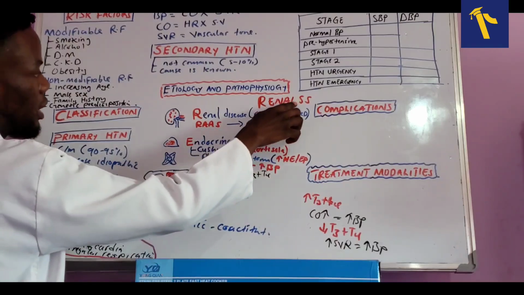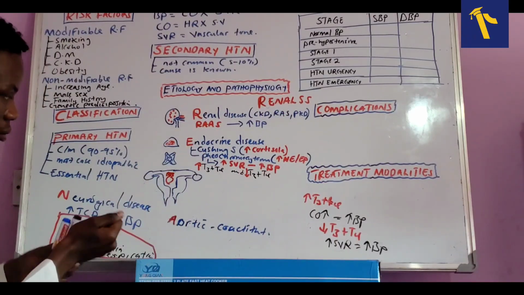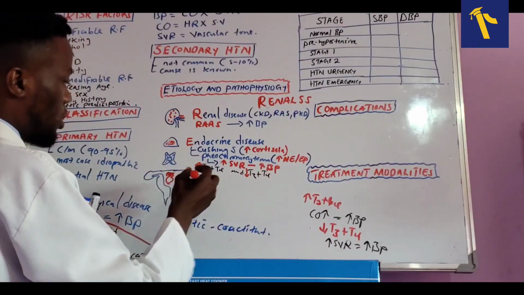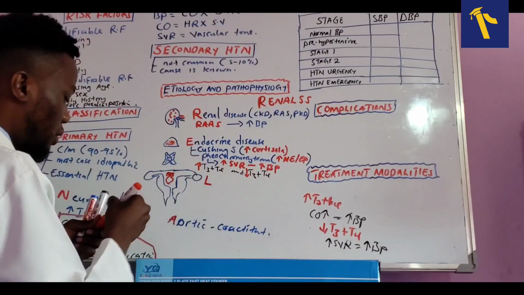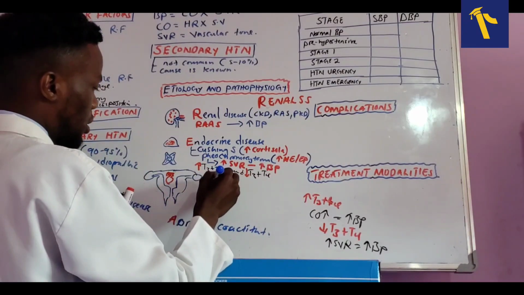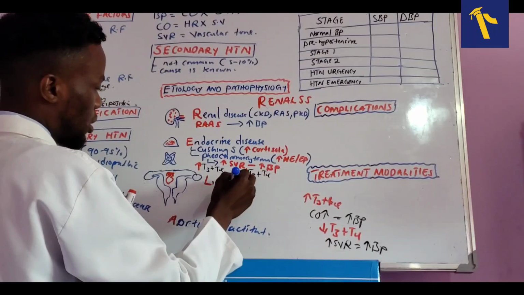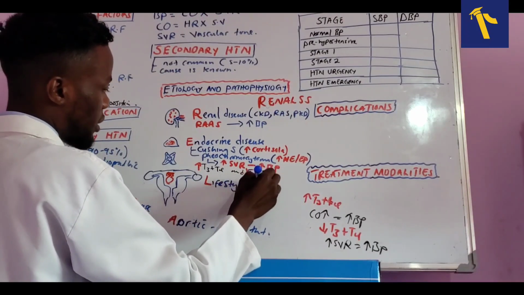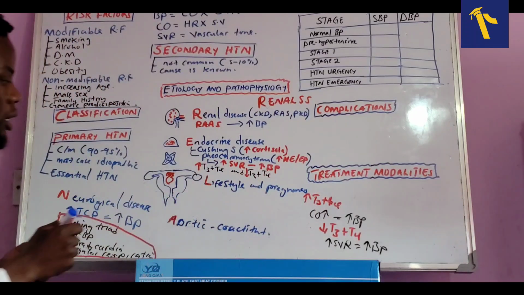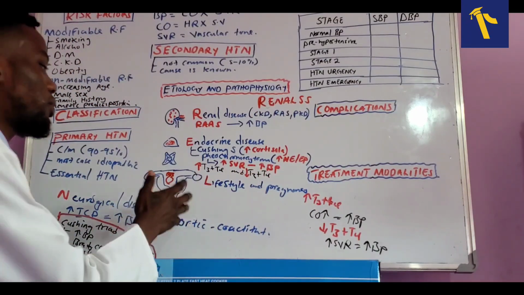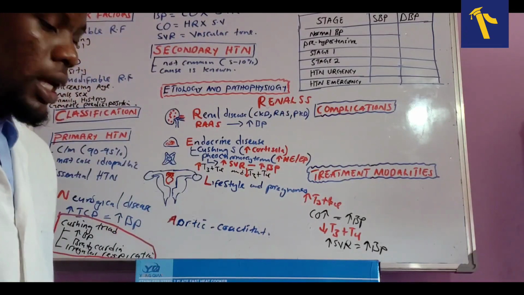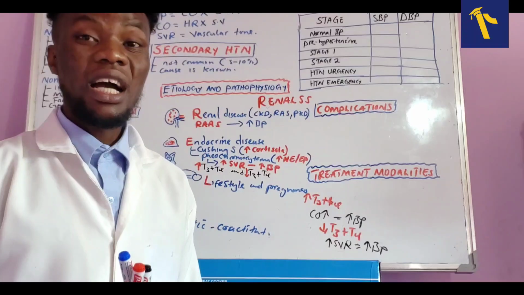Okay, now let's talk about this diagram. The last one, which is the L. L stands for lifestyle and pregnancy. Basically we're just talking about someone who is pregnant. Someone who is pregnant is at increased risk of developing hypertension.